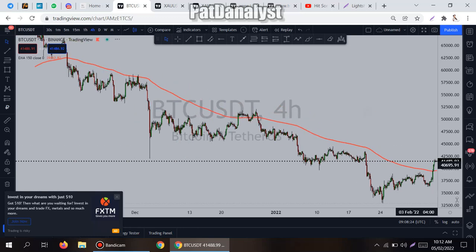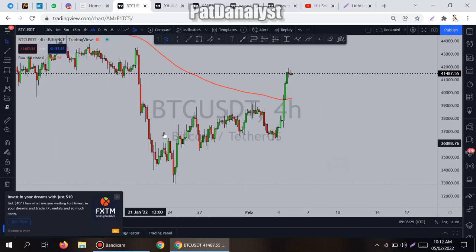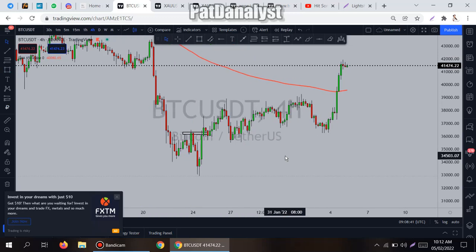Now, if you do the marking out on the H4 time frame, what you can see is that the last swing from the H4 time frame was here, which is the last lower high that created this lower low.